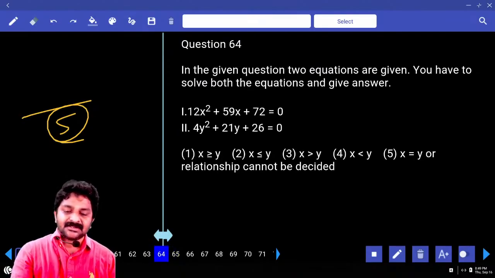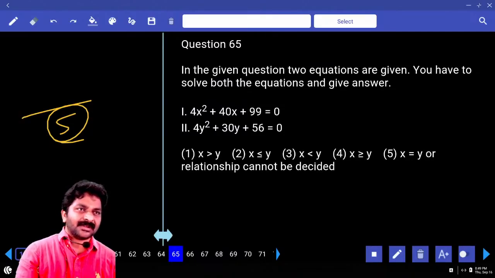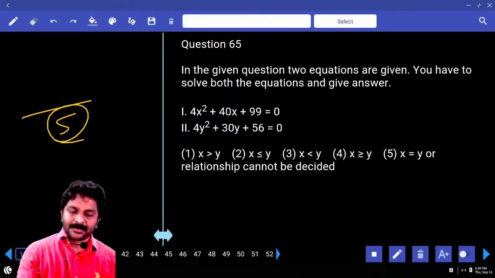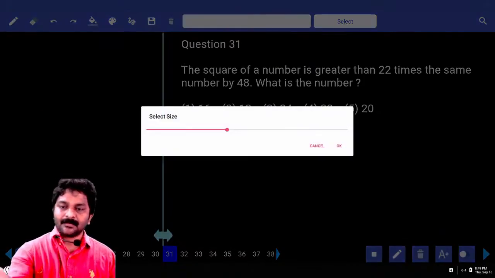64 and 65, these two questions yesterday only we have covered. Repeated question. So can I skip? Okay. And now let's start from question number 31. Arithmetic questions.